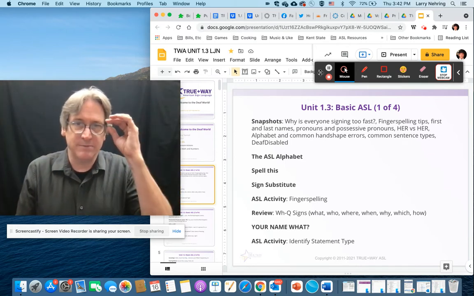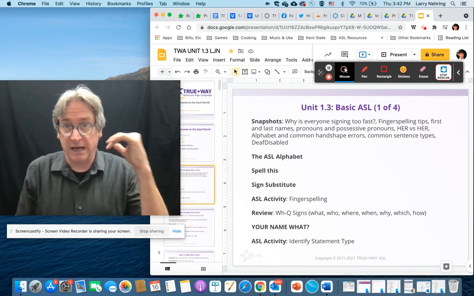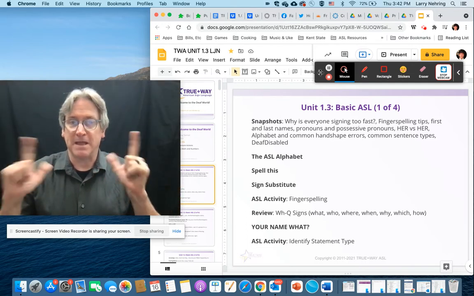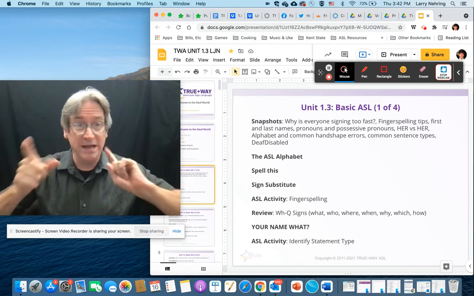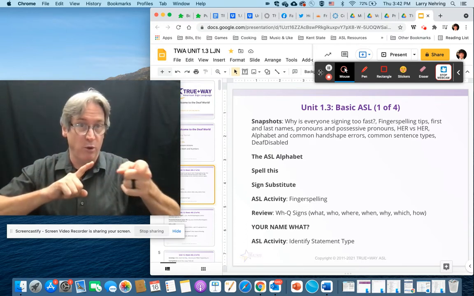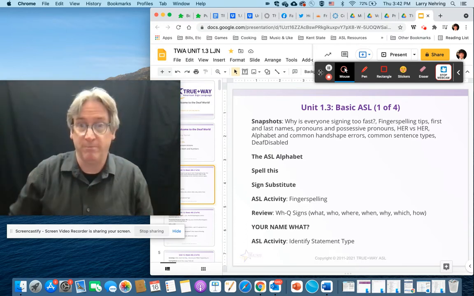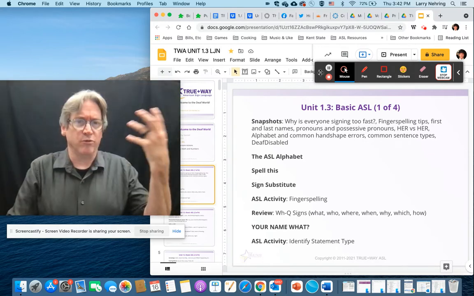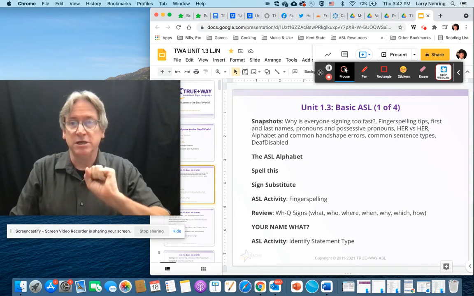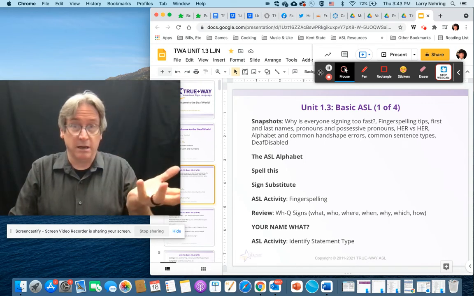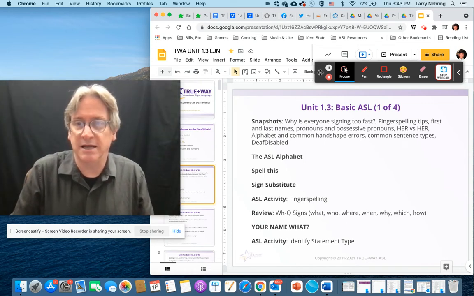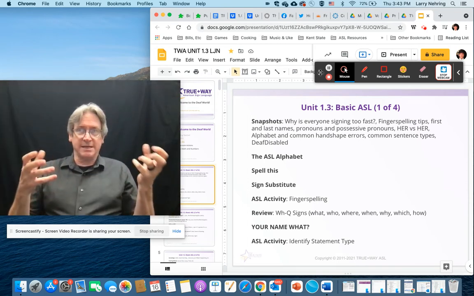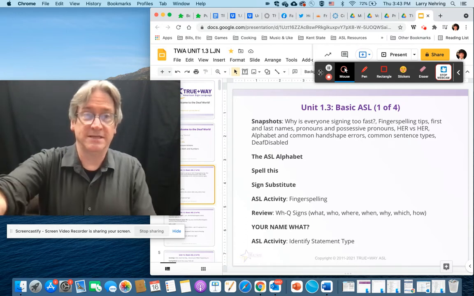There are some fingerspelling tips. They're going to talk about first and last names, pronouns, possessive pronouns, when to use the point pronoun and when to use the palm pronoun, and some of the confusion that can happen there. Go through the alphabet and common handshape errors, which happen a lot, and basic sentence types. And then there's an interesting video essay on the term deaf disabled.